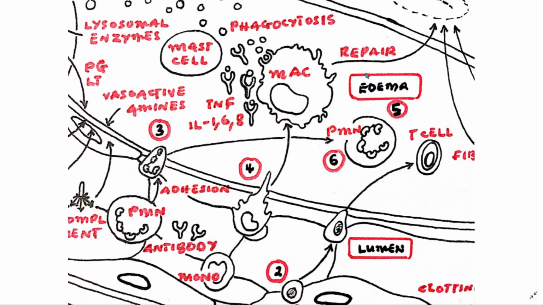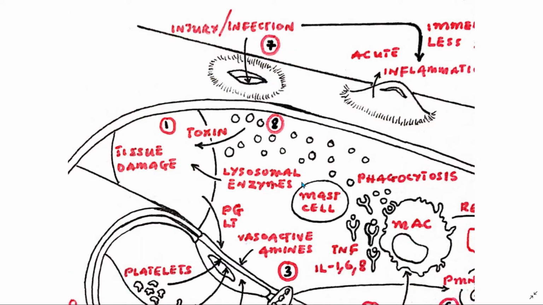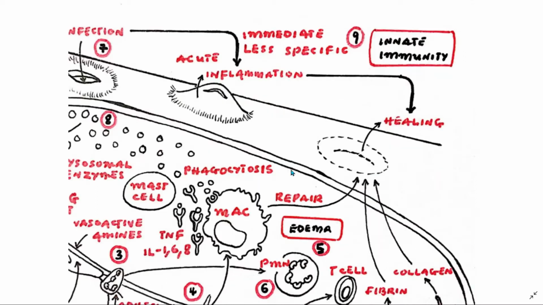Acute inflammation is characterized by the presence of edema and neutrophils in the tissue. It arises in response to infection in order to clear the pathogen, or in response to tissue necrosis in order to clear the necrotic debris. It is an immediate response, less specific, and is very characteristic of innate immunity.